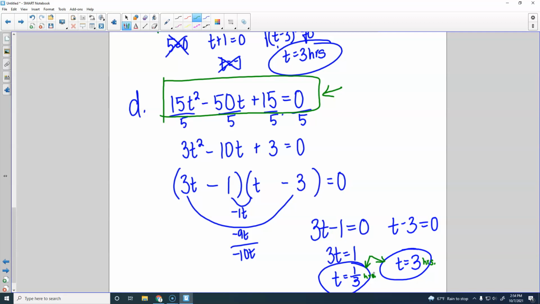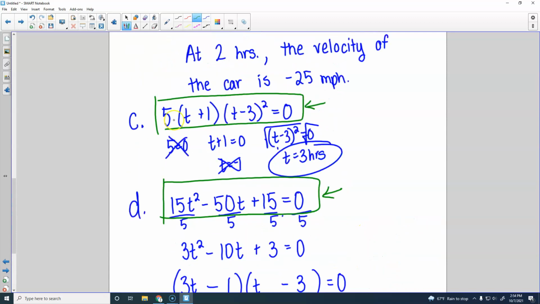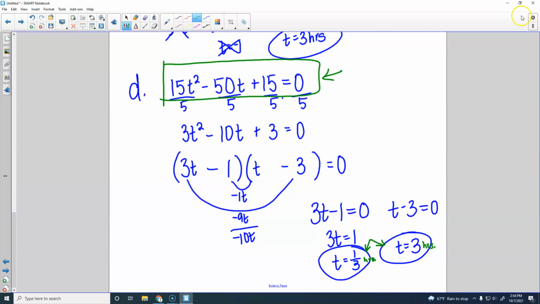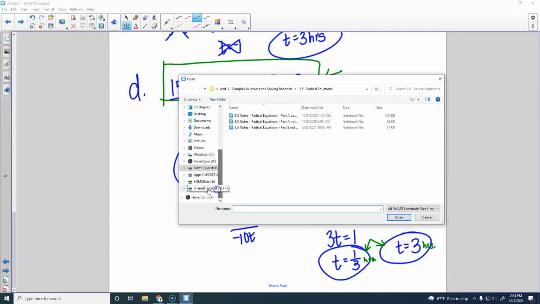It's possible sometimes that one of them doesn't fit on the interval, so you throw it out, like we did with the first part. It tells you that it's between 0 and 4. So, like for part C, we threw out -1 because it doesn't fall between 0 and 4. Okay. All right. So that's basically it.